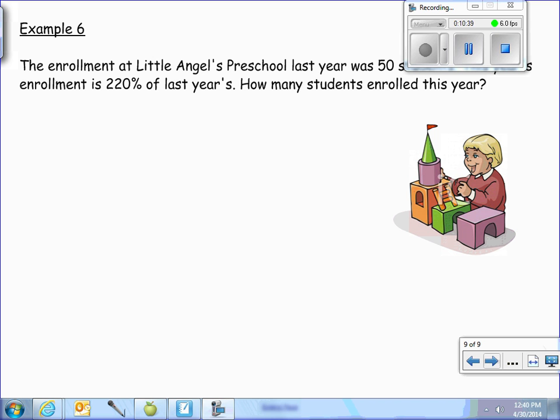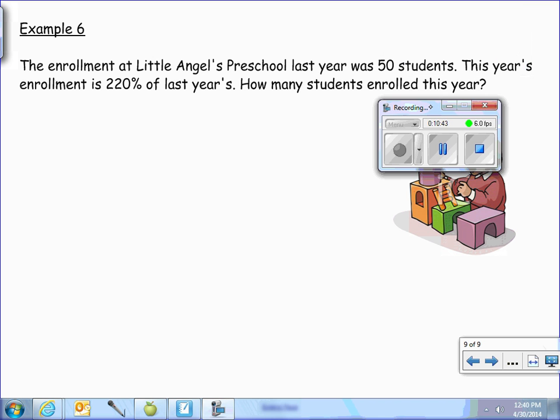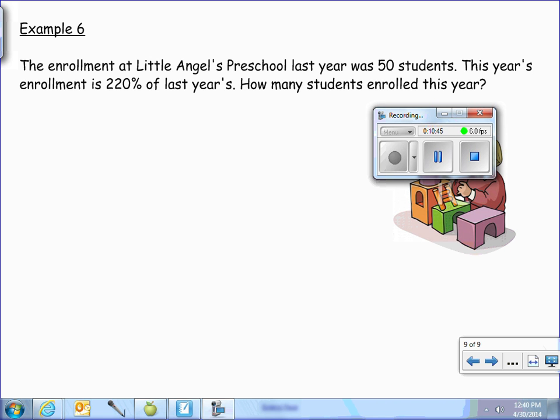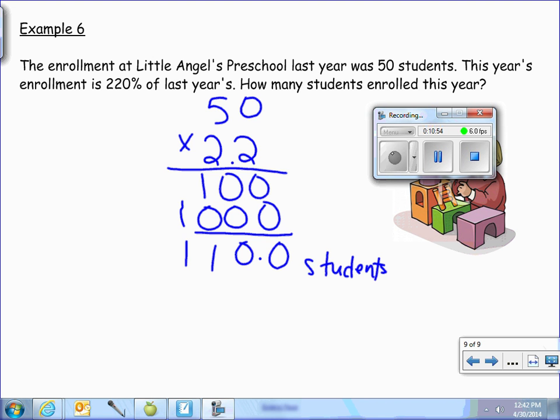Last example. The enrollment at Little Angels Preschool last year was 50 students. This year, the enrollment is 220% of last year's. How many students enrolled this year? So in this example, we were trying to determine what is 220% of 50. Change that percent to a decimal and multiply.